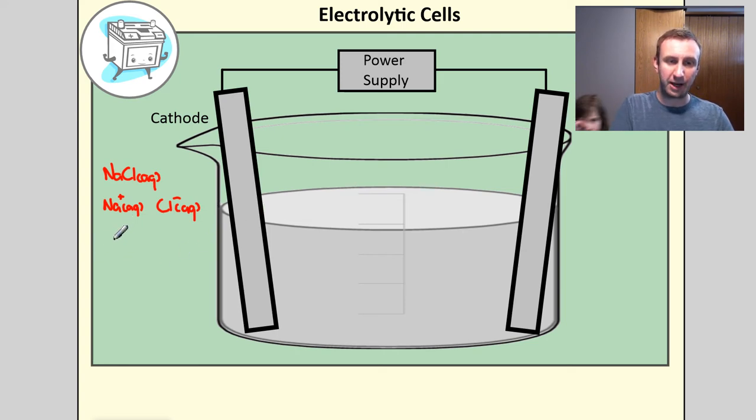So I have sodium ion, I have chloride ion, and I've got water, and I have my daughter tapping on my shoulder. So these are the major entities that I have.